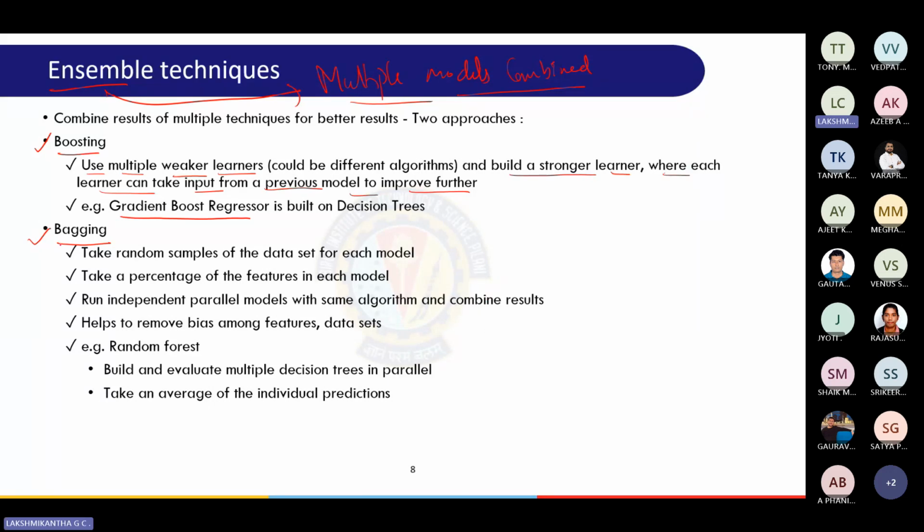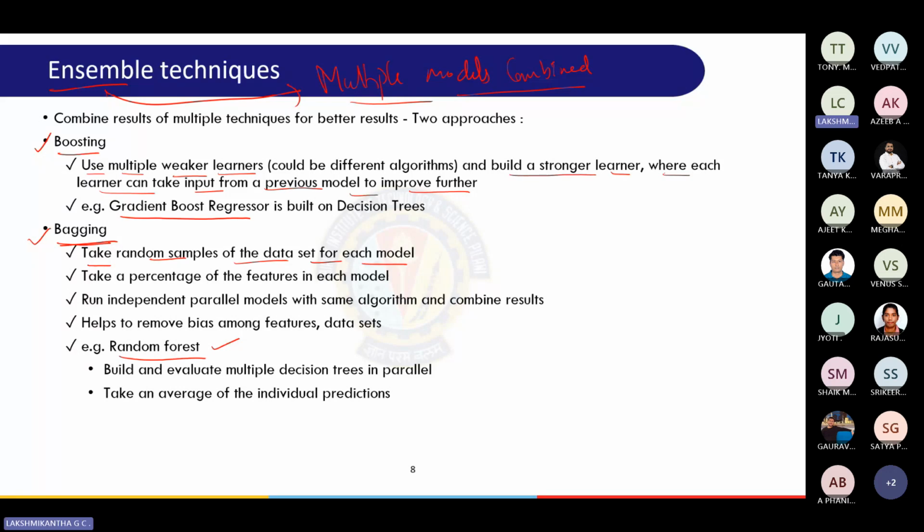And one more we have is called bagging. Guys, look at the points given here. Take random samples of the data set for each model. In this case, we build many models independently, not dependently, and use a random subset of data and features. The best example for this is the random forest algorithm. So why do we use ensemble? Because they reduce bias, variance, and overfitting. That is the main reason.